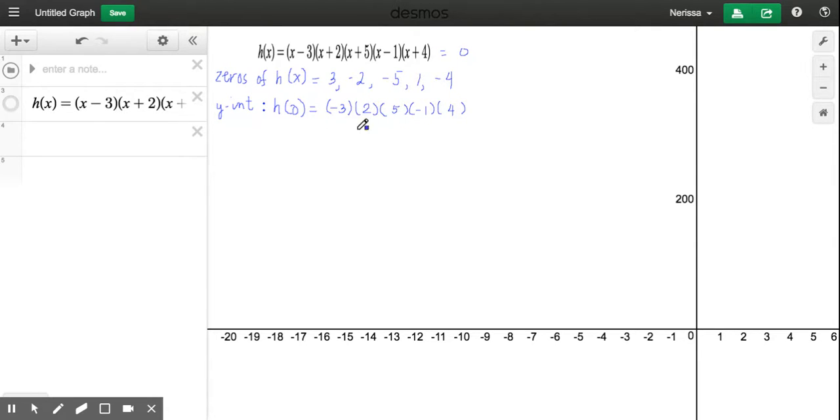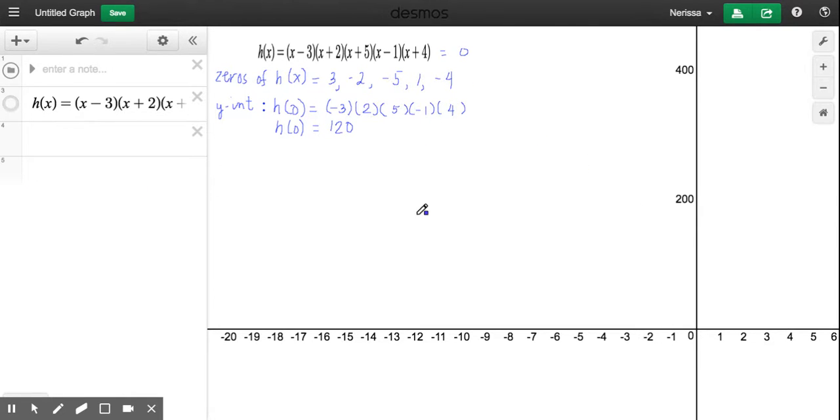Then this is equal to negative 3 times 2 is negative 6, times 5 is negative 30, times negative 1 is positive 30, times 4, positive 120. So this is the y-intercept. So we can plot these points already.